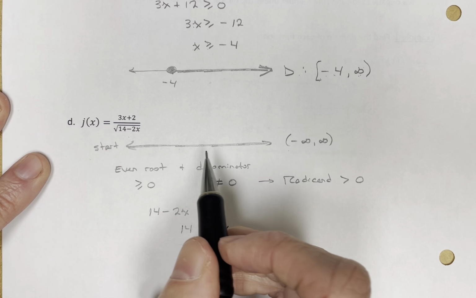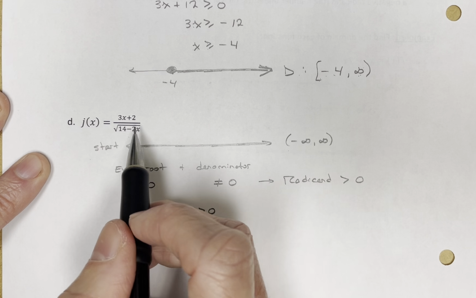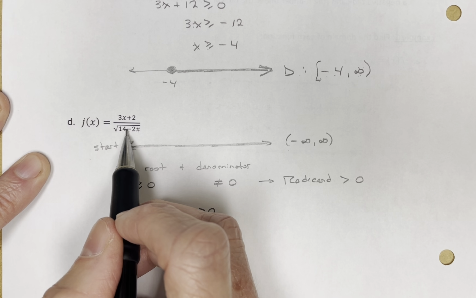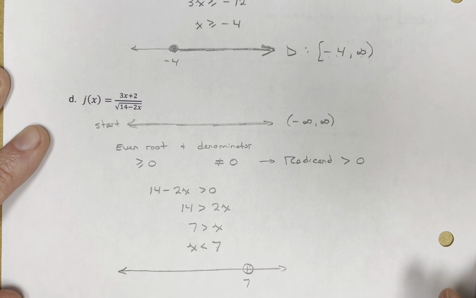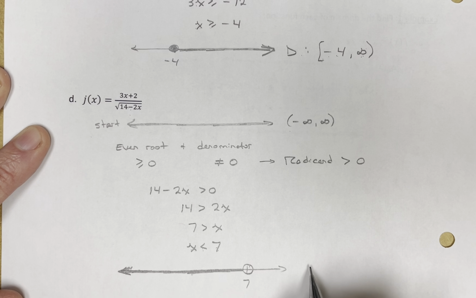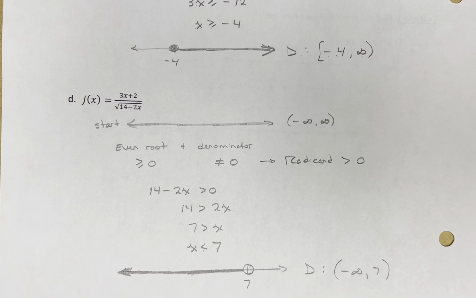So I started off thinking it was a function, and then I recognized I have an even root and I have a denominator to deal with. So my resulting domain starts at 7. I'll put 7 over here. It does not include 7 and is all x's that are less than 7. So here's my number line for the interval, how it looks for my domain. And my domain in interval notation is from negative infinity to 7, not including 7.